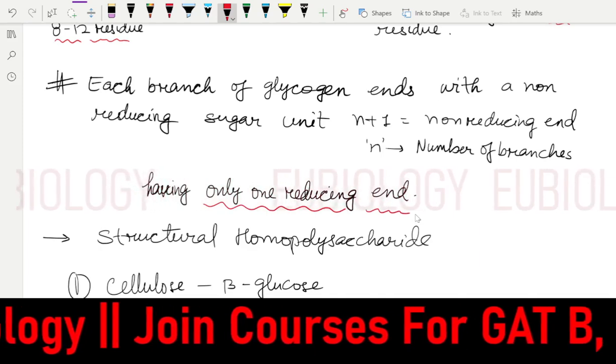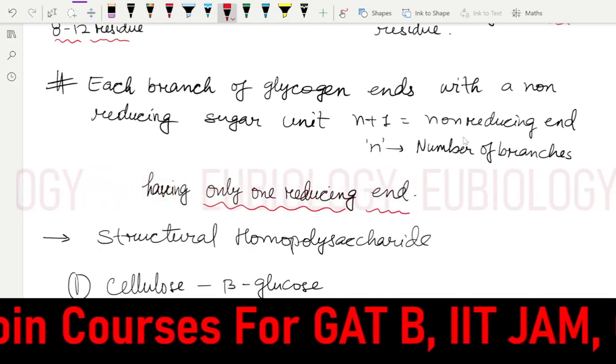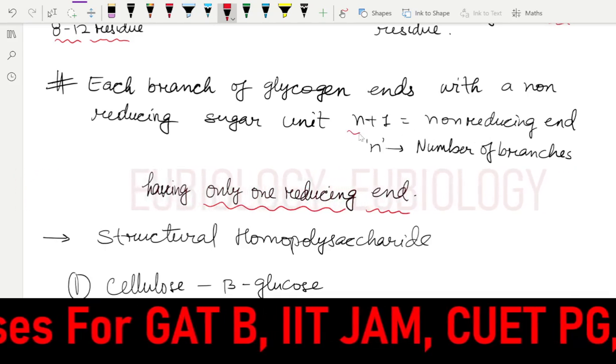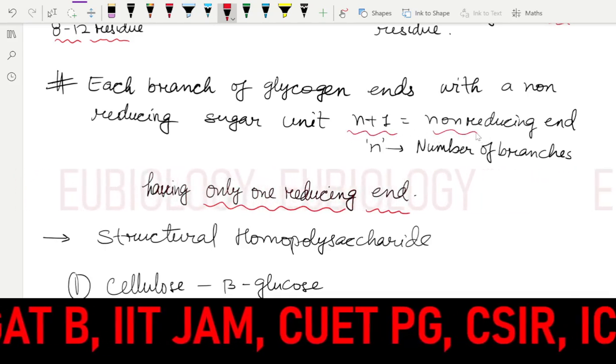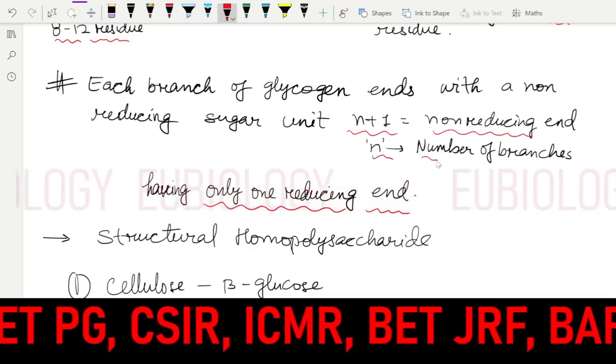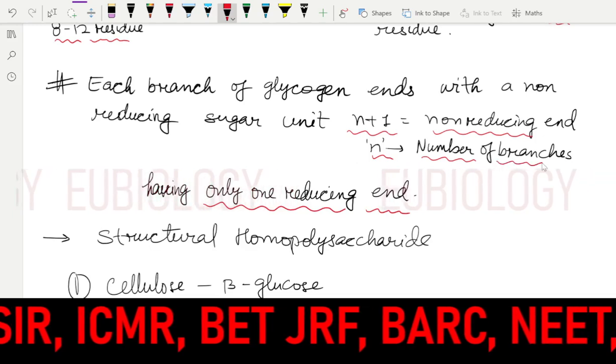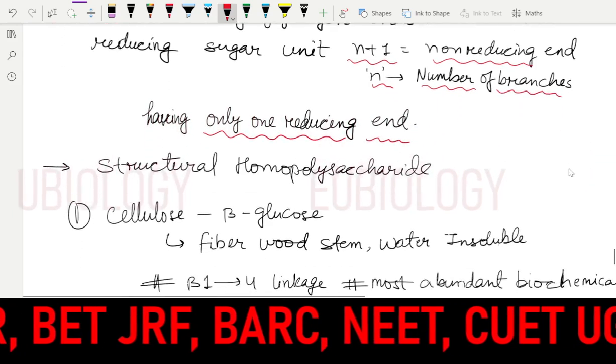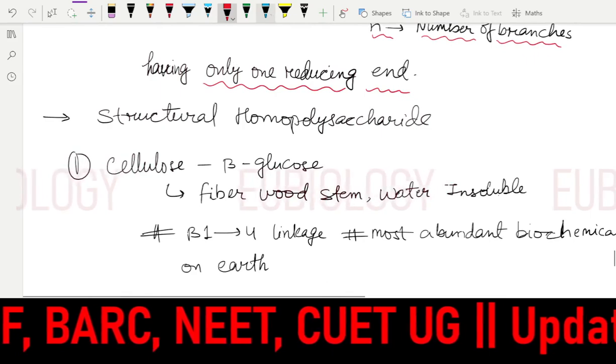But how many non-reducing ends will there be? So n plus 1 will give you the non-reducing ends. Okay. So what is the meaning of n? n is the number of branches in the sugar. Okay. Now we'll see the structural homopolysaccharides.